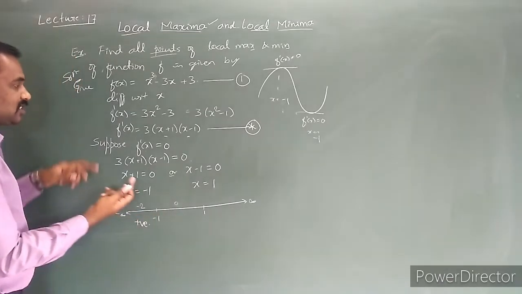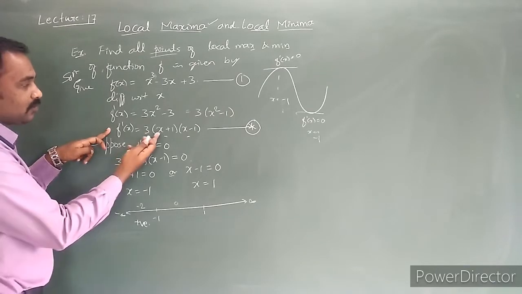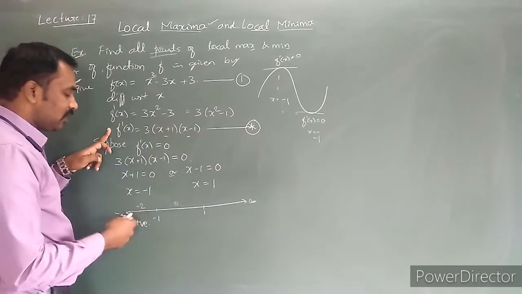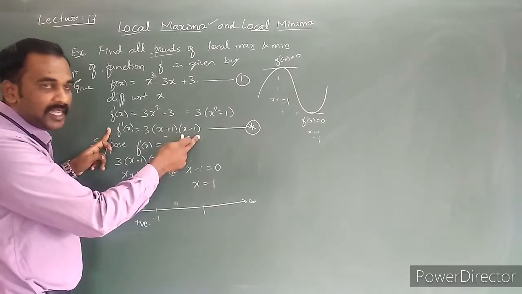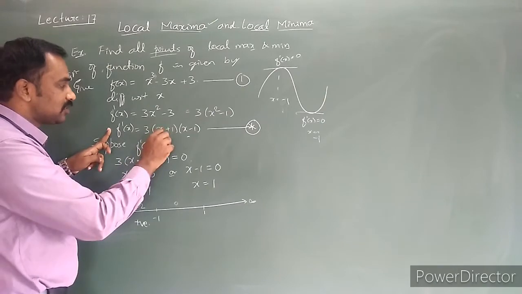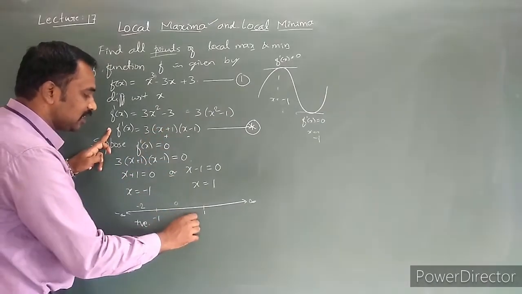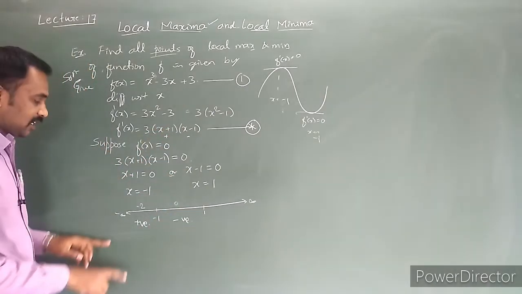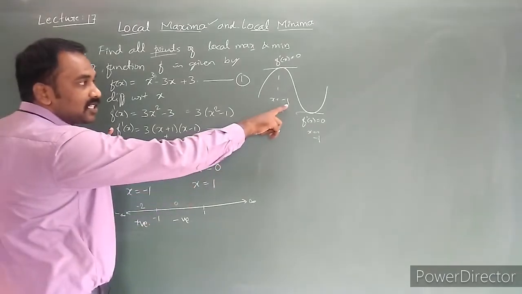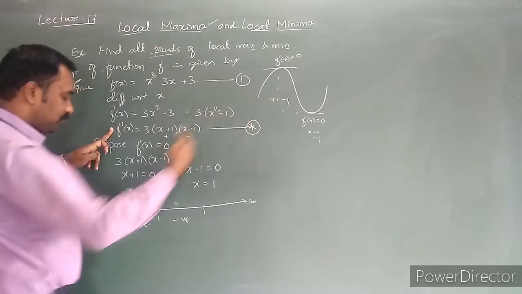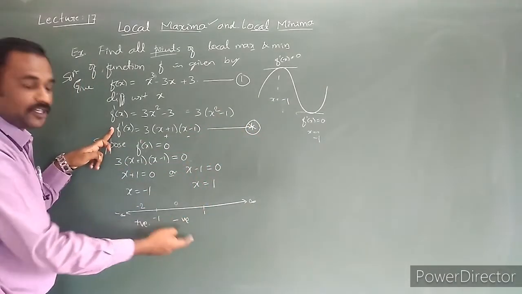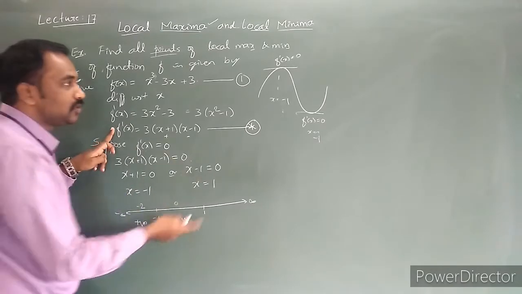At 0, what is the sign of f dash of x? 0 plus 1, 0 minus 1, it is positive into negative, so here it is negative. Now we can conclude that f dash of x changes the sign from the left hand side of minus 1 to the right hand side of minus 1 as positive to negative. It changes the sign from positive to negative.